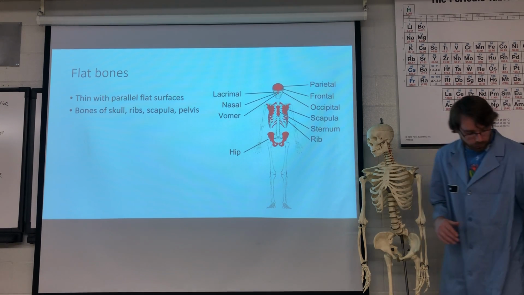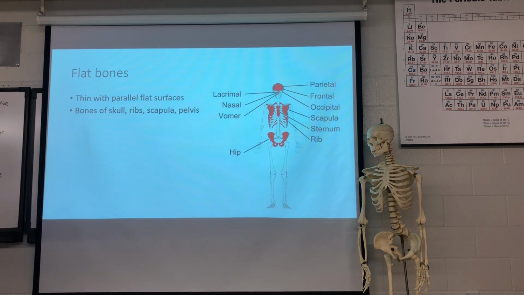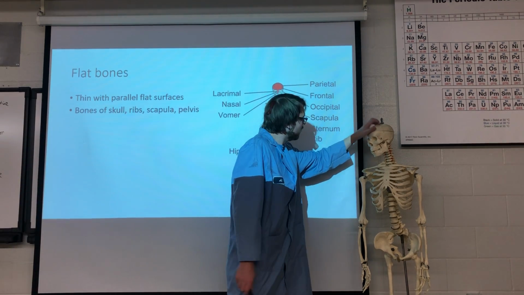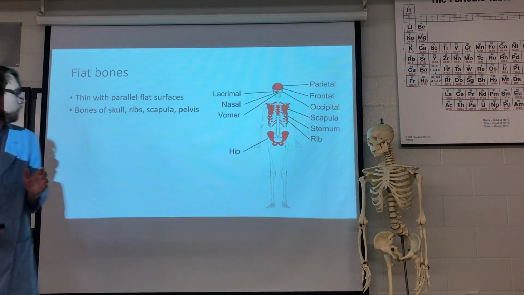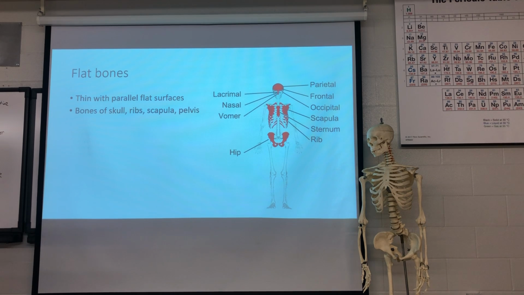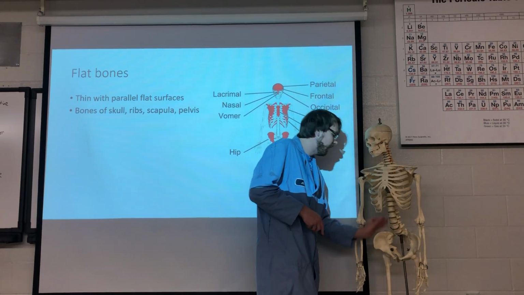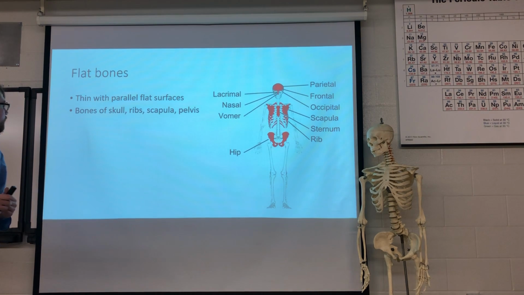Next, we come to flat bones. Flat bones, as the name says, tend to be kind of flat. They are thin with parallel flat surfaces. Bones of the skull are flat. There are two parallel surfaces. The ribs, the scapula, and the pelvis. The pelvis is the one that seems the least flat-like to me, but it is classified as such.